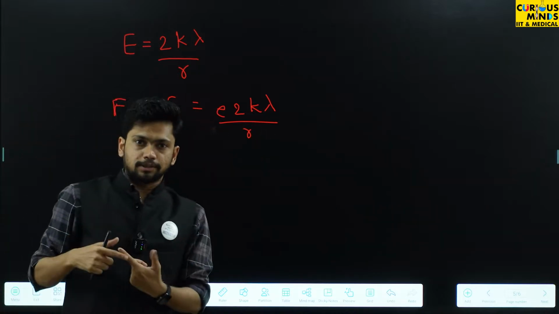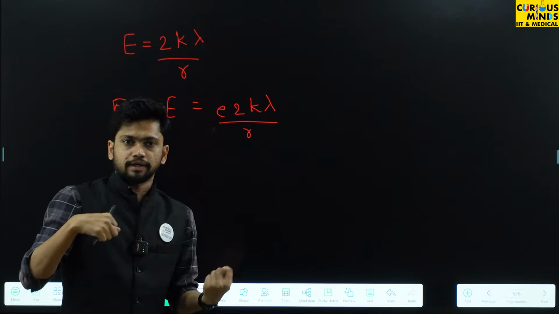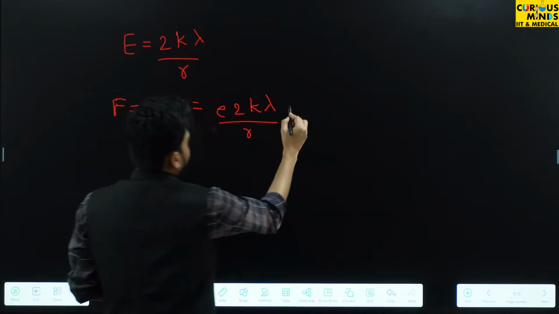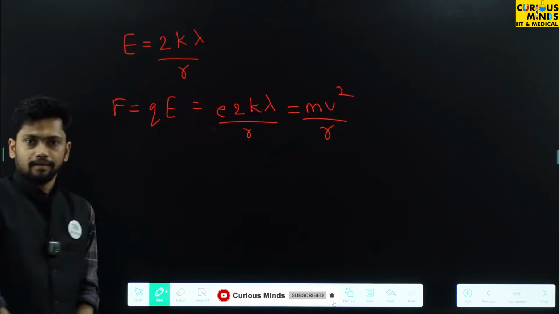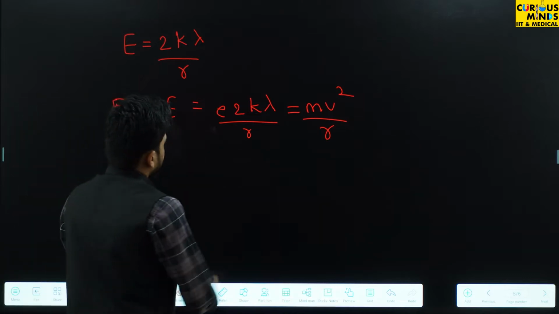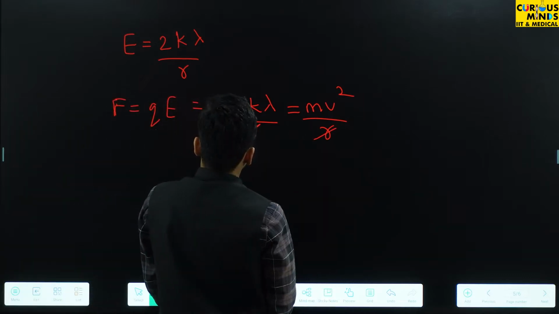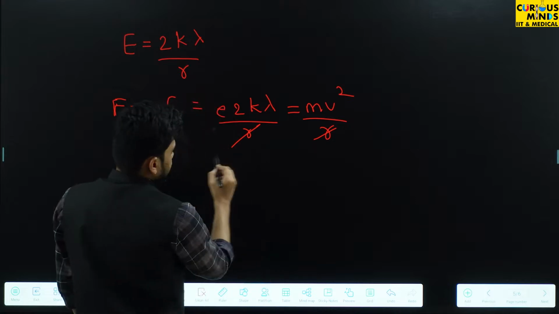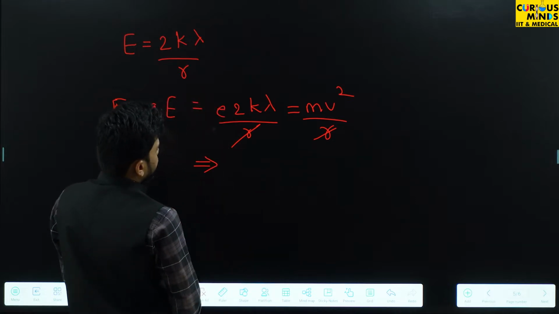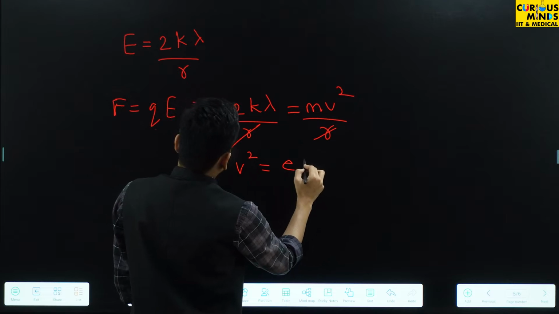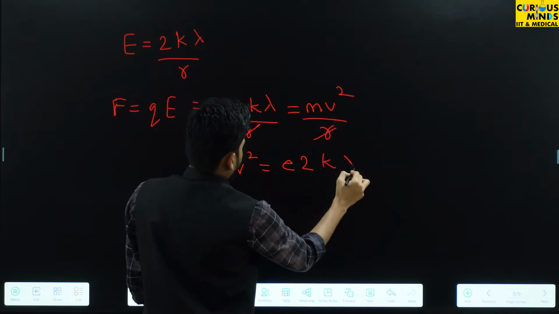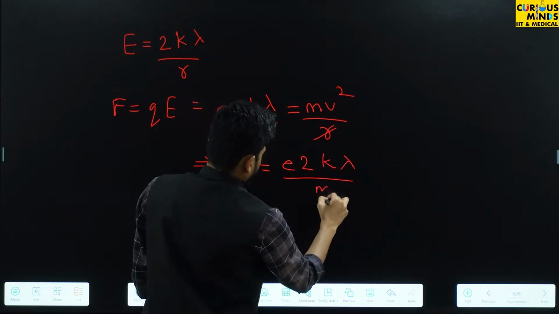Now this is the force responsible for the circular motion of that electron, right? So this will be the centripetal force, which is nothing but mv square by r. We can simplify that. So r gets cancelled, and hence this implies your v square is e into 2k lambda over m.